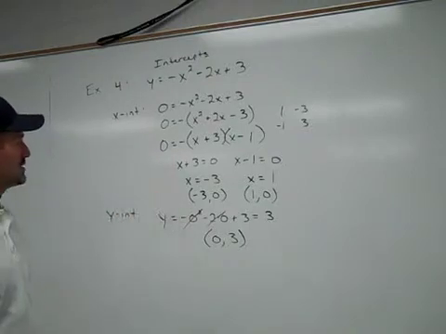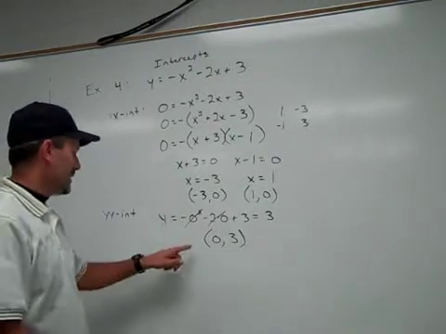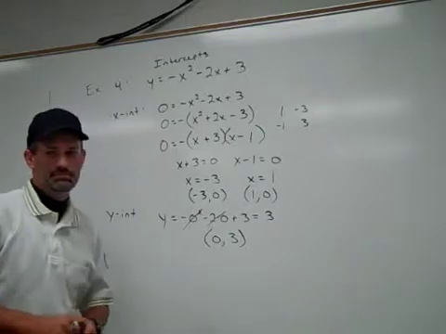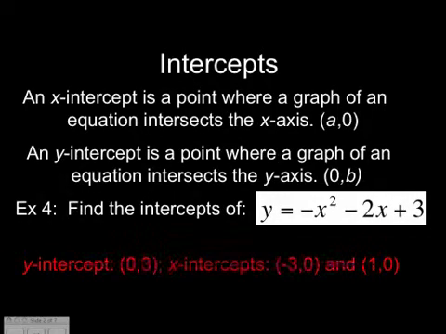So those are the three intercepts that we have, two x-intercepts and one y-intercept. As we've seen, the y-intercept of that equation is (0, 3), and the x-intercepts are (-3, 0) and (1, 0).